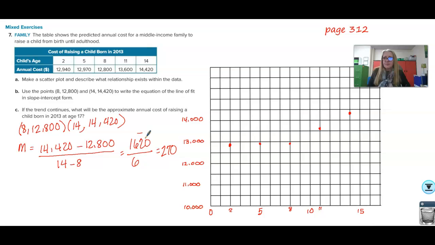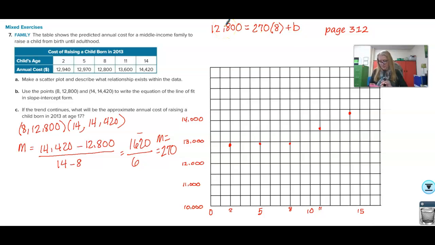Okay. If the trend continues, oh, well, I haven't written my equation yet. I just have m. Okay, so m is that. Now I need a b. So I'm going to use y equals mx plus b. I'll use the first point. Y is 12,800 equals m, which is 270, times x, which is 8, plus b.